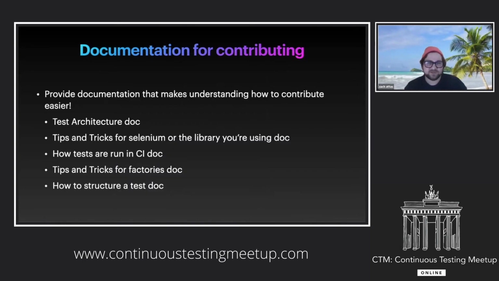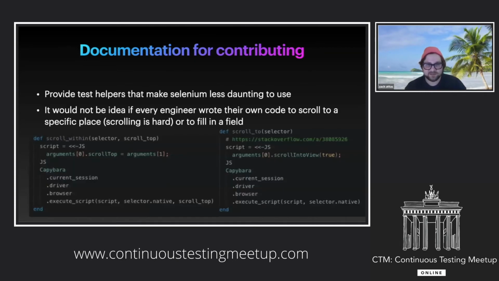So here are some examples of documents that we have at Review Trackers. I have a test architecture doc. I have the tips and tricks for Selenium, which is where I put those how-to-click documents. I describe how the tests are run in CI, because the CI infrastructure is a little different than the continuous delivery infrastructure. Tips and tricks for the factories, how to structure a test. All these documents make it so easy for developers to just jump in and write the tests.